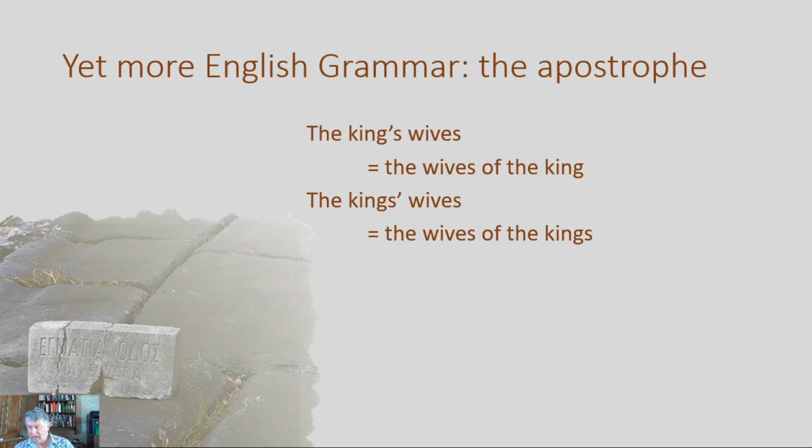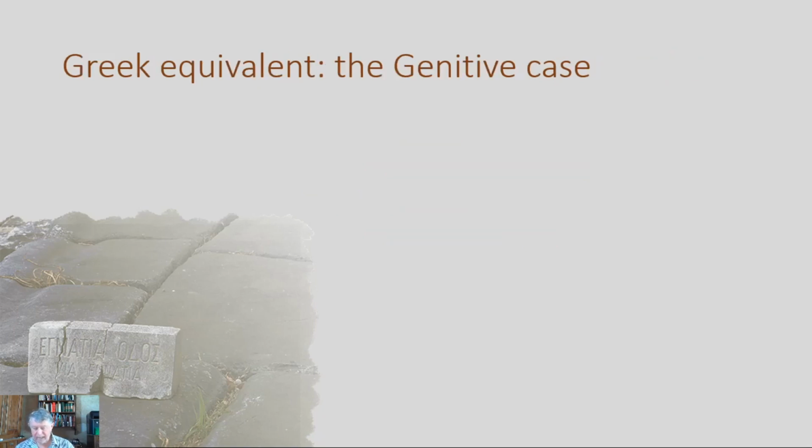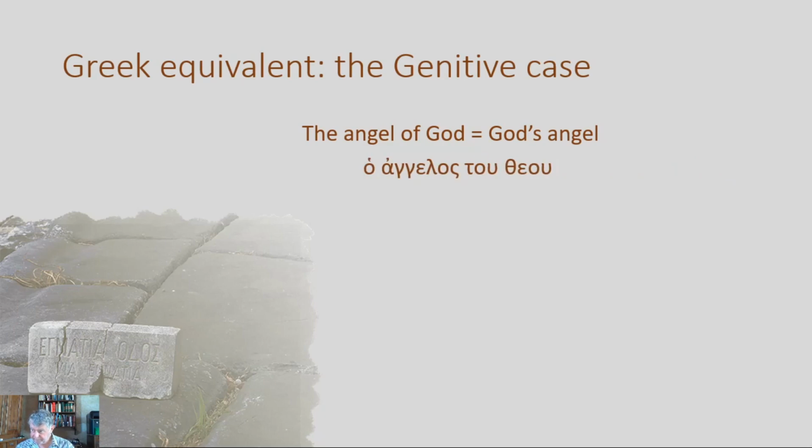So we have a kind of genitive in English, and in Greek it's known as the genitive case. So it's the of case. So the angel of God, God's angel, the angel is the word that we're looking at. It might be a subject or object, not clear, this is just a phrase, but the of God makes it genitive. And so if we look at the Greek, I've made it the nominative, so I've made it the subject here. Ho angelos tou theou.